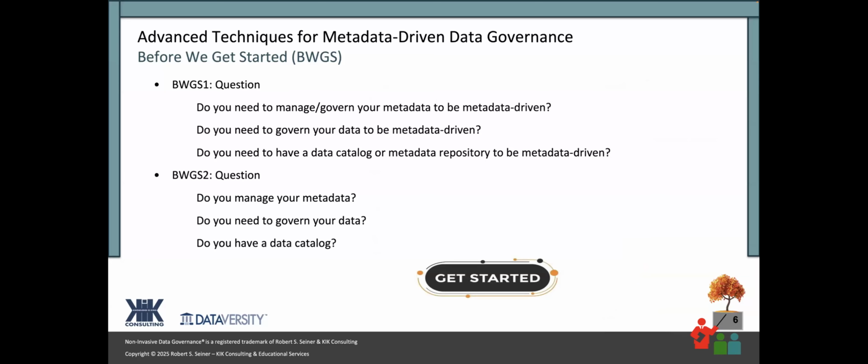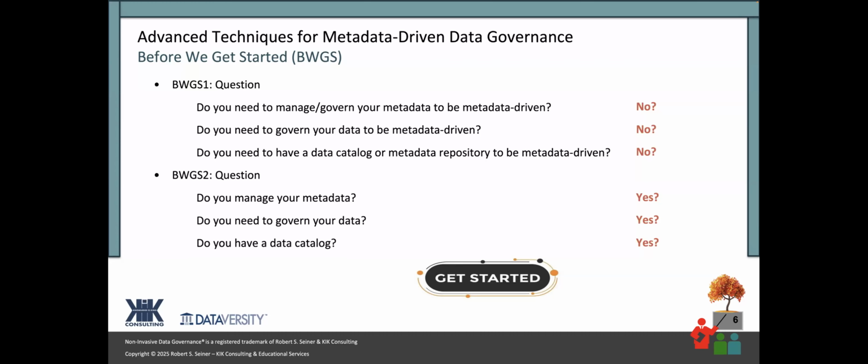All right, before we jump into the advanced techniques, just a couple quick sets of questions to get started. I'll provide answers to these questions in a minute, but I have question marks next to them. In fact, I'll show them to you right now. Do you need to manage and govern your metadata in order to be, as I've described, metadata driven? Do you need to govern your data to be metadata driven? Do you need to have a catalog or a metadata repository? I answer those questions no, but it sure will help.